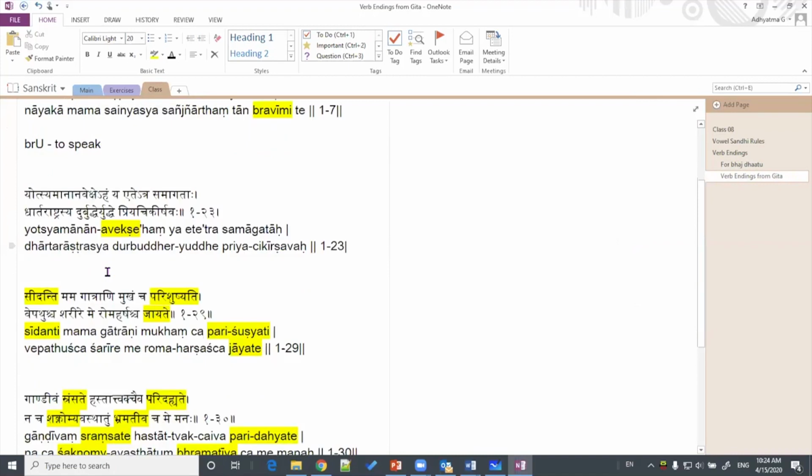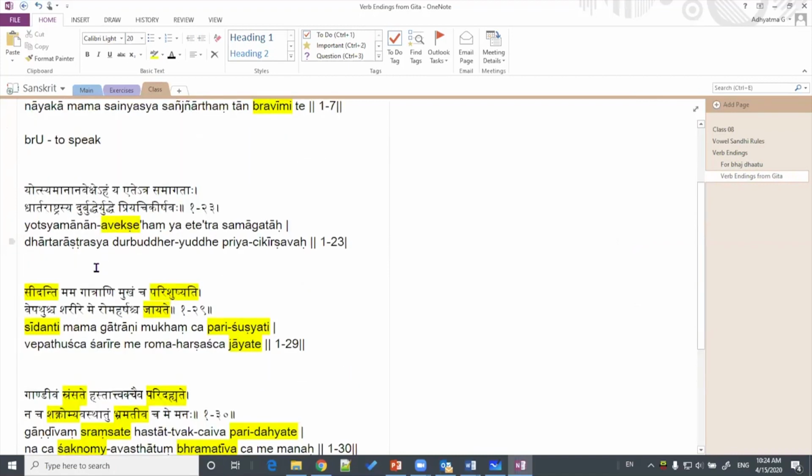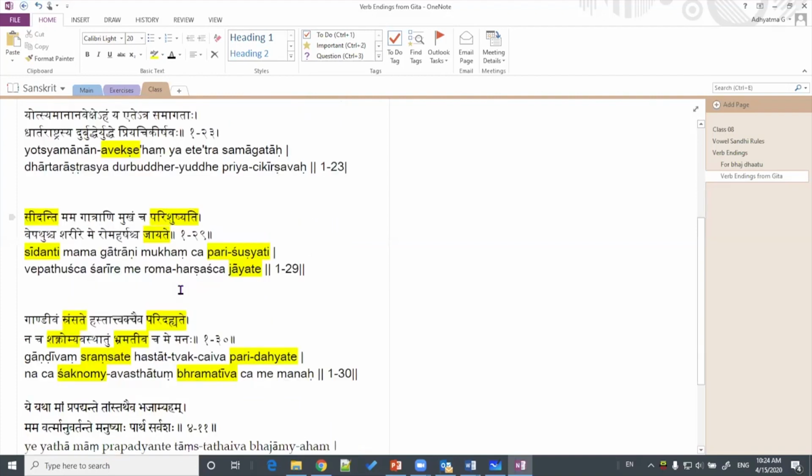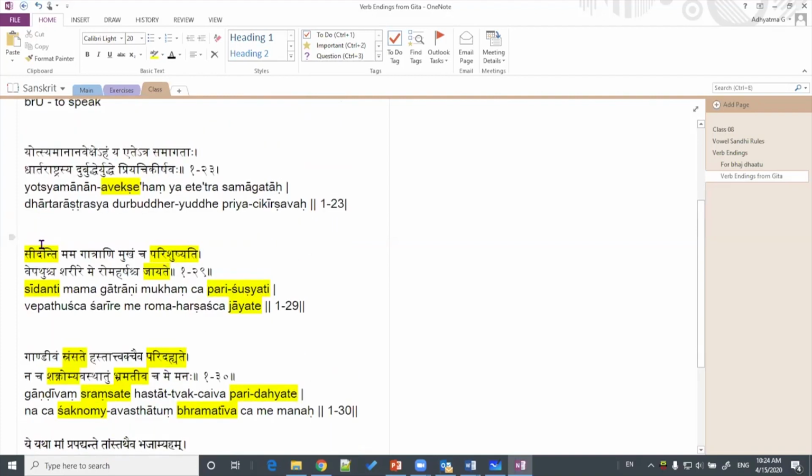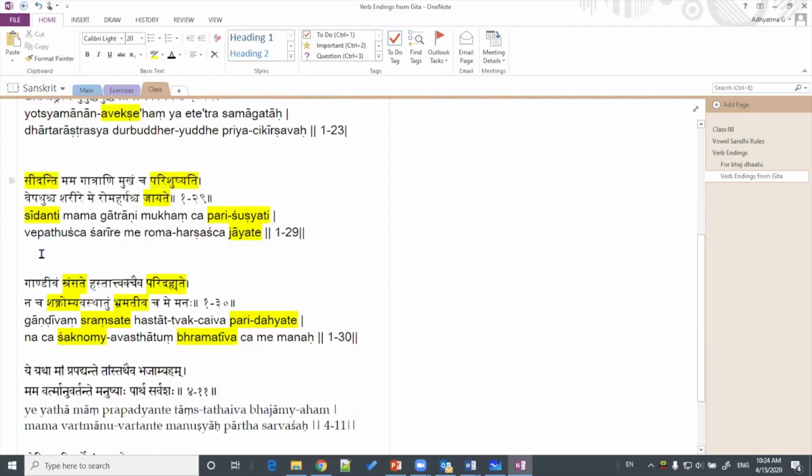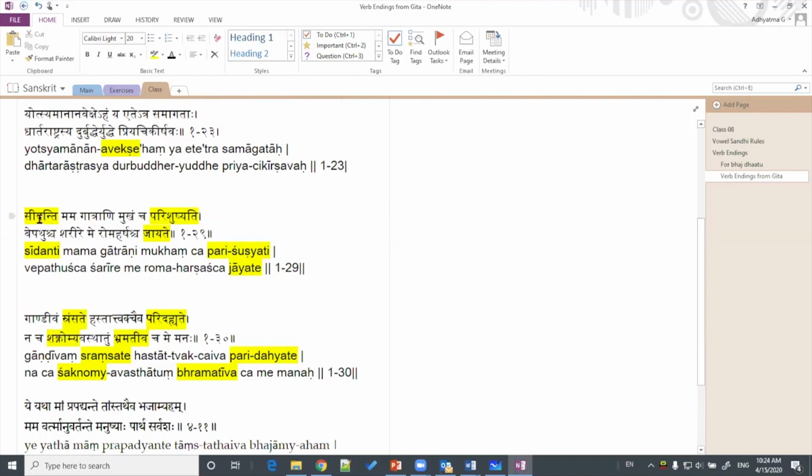So the meaning is the same, whether it is Atmanepadi or Parasmaipadi. As I said, the meaning is the same. It's not a different meaning because you are using Parasmaipadi versus Atmanepadi. Sīdanti is the same as gachchanti, third person plural.